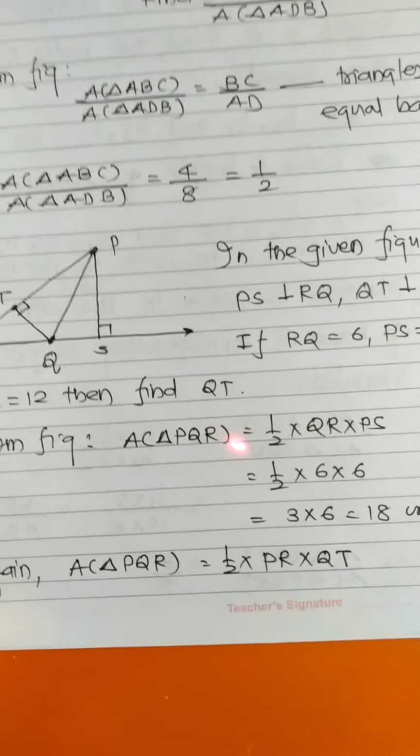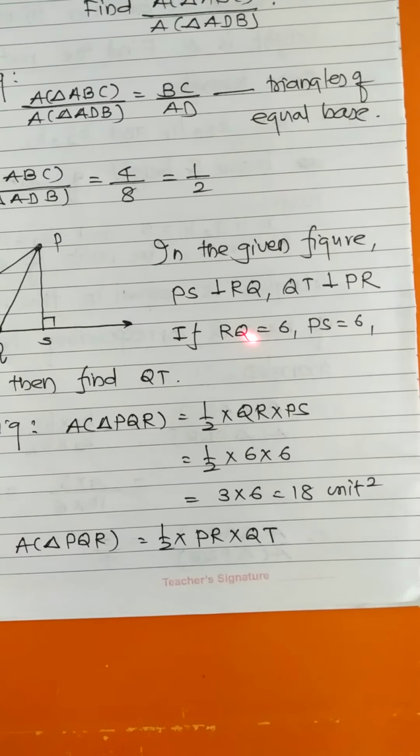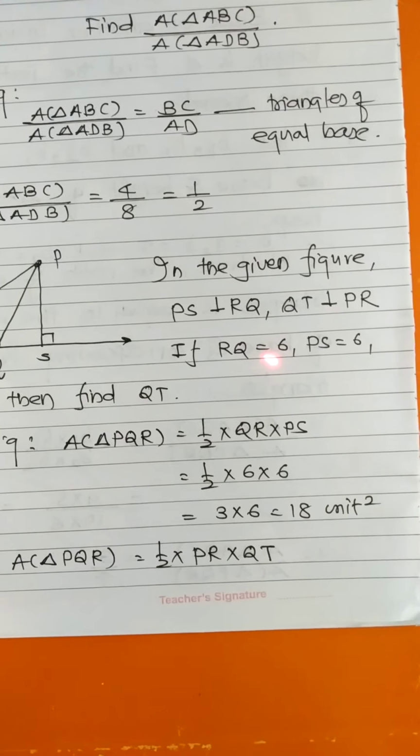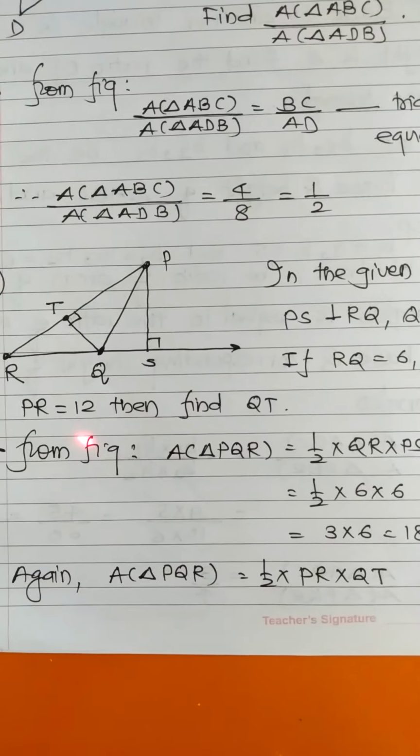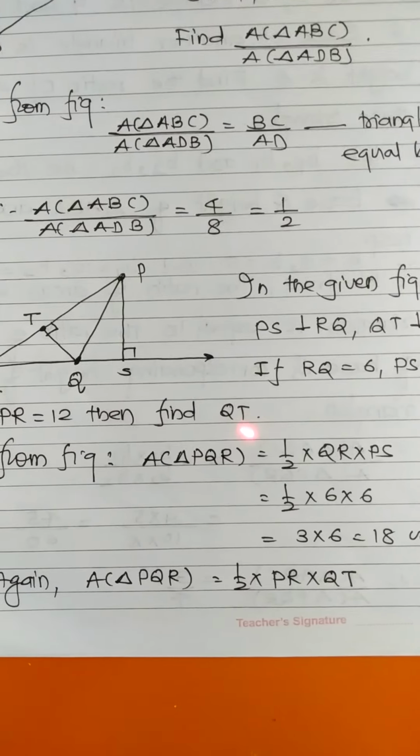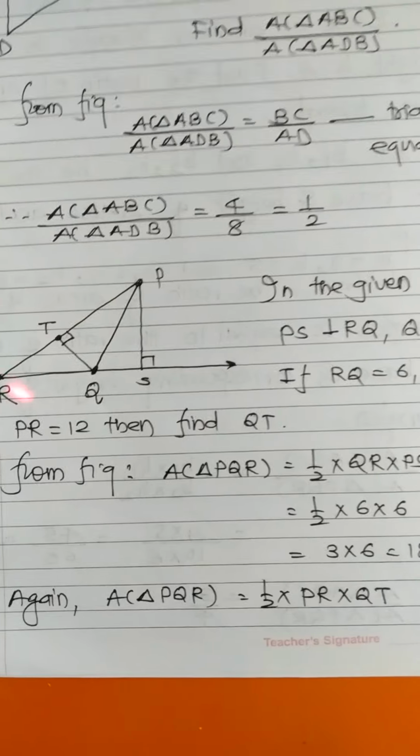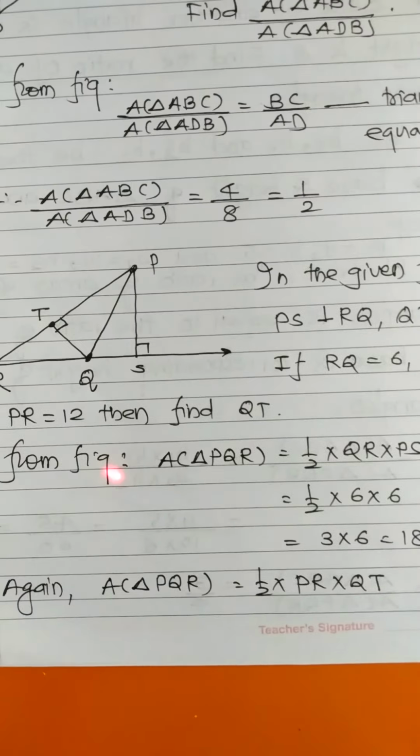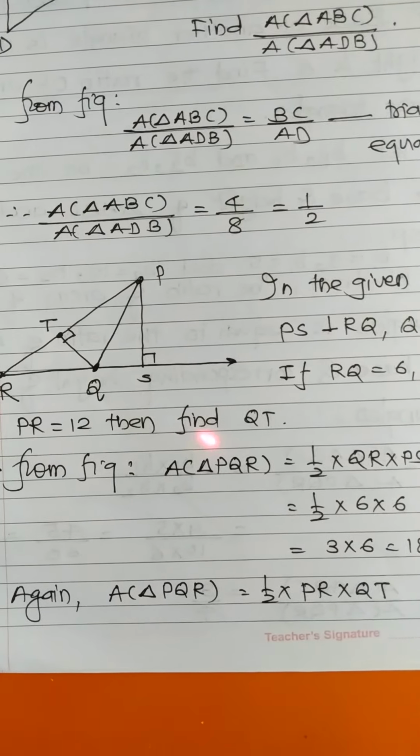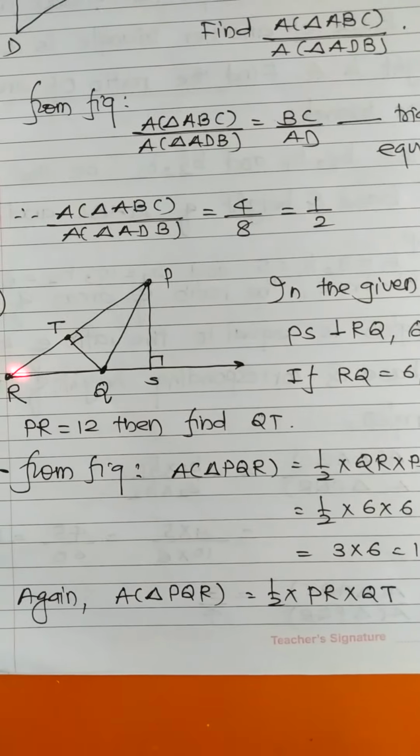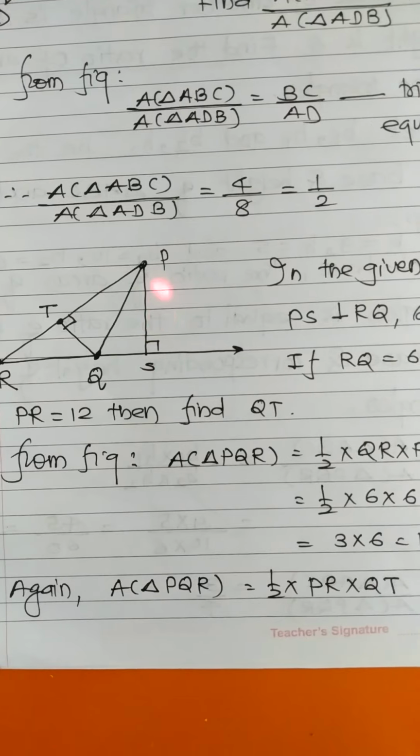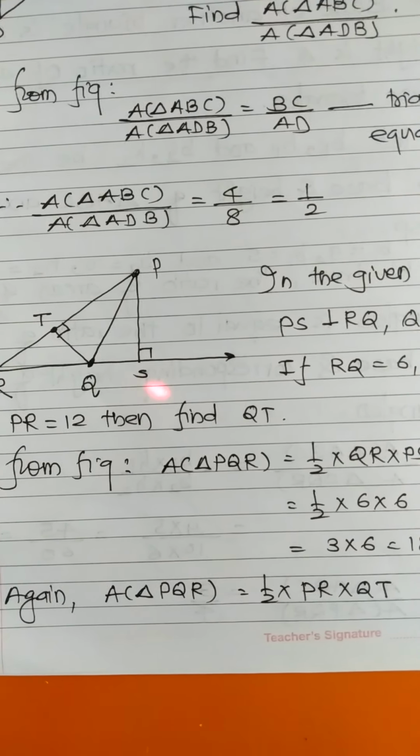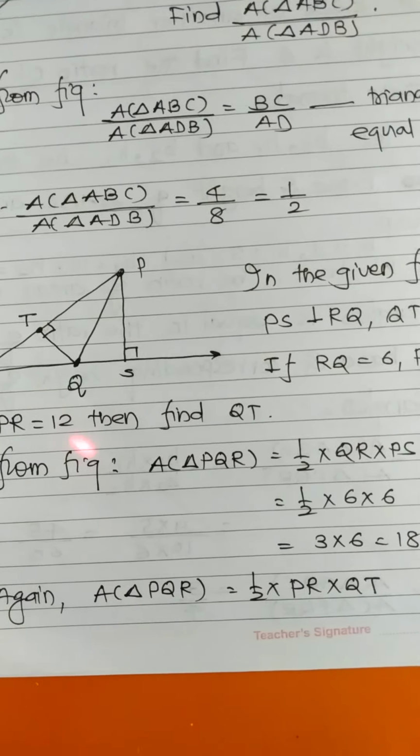Triangle is same. So now as far as the values are given, if RQ equals 6, PS equals 6, PR equals 12, then find QT. So if we observe that triangle, then in that case we have to calculate from PR point of view that QT. PR means base and QT means height. So if we consider this triangle is basically an obtuse angle triangle, you can calculate area.